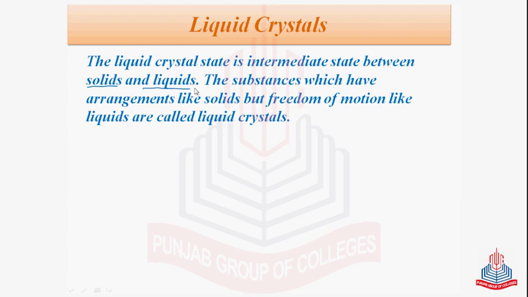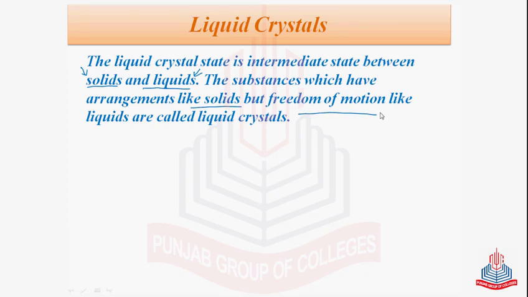The substances which have arrangement like solids but freedom of motion like liquids are called the liquid crystals. So from this definition we can see that liquid crystal एक intermediate stage है. किसके दरमियान? Solid and the clear liquid के दरमियान. साथ ही साथ ये एक ऐसी स्टेट है जिसमें सॉलिड्स की तरह की अरेंजमेंट मौजूद है, लेकिन लिक्विड्स की तरह freedom of motion मौजूद है, which will be discussed later in the properties of the liquid crystals.